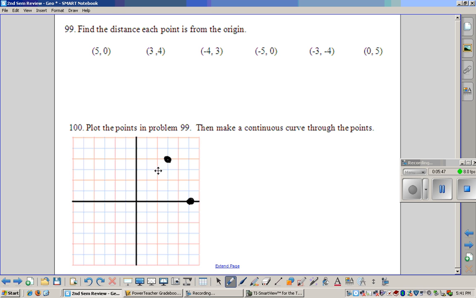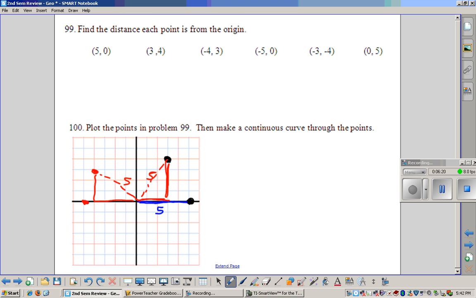Okay. So the first one's easy. How far away is it from the origin? Well, that's 5. The second one is a little bit harder, but not really, because it went over 3 and up 4, and so the distance is 5. It's a 3, 4, 5 triangle. All of these are going to end up being the same. Back 4, up 3. That's a 3, 4, 5 triangle. So its distance is 5.